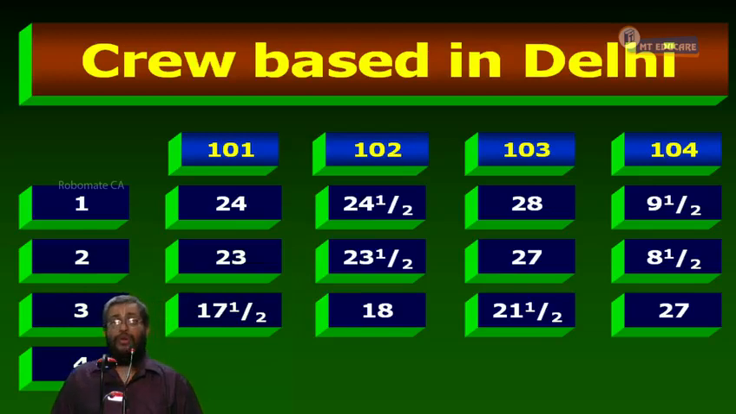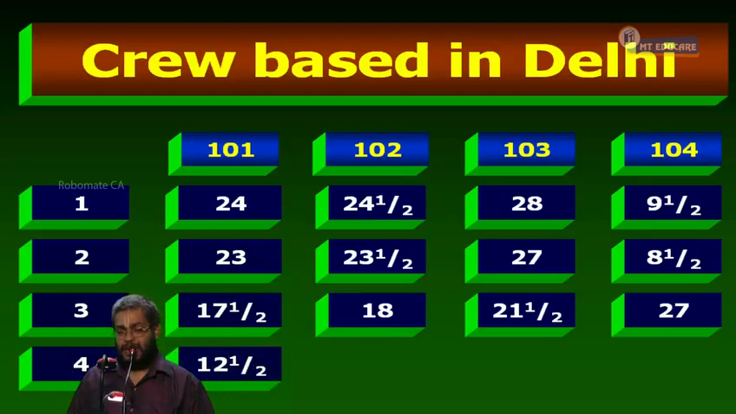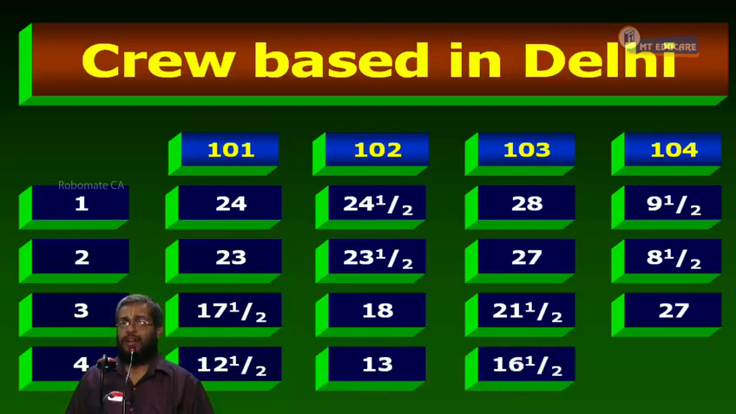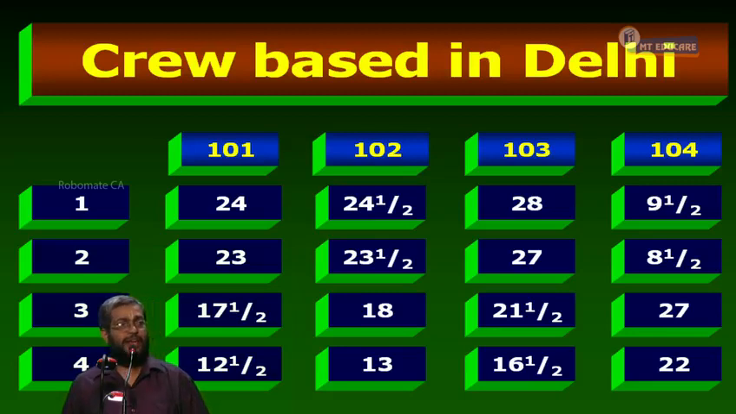Next, flight 4 reaches Jaipur at 19:30, means evening 7:30. 19:30 to tomorrow morning 8 o'clock, the gap is 12 and a half hours. 19:30 to morning 8:30 is going to be 13 hours. 19:30 to tomorrow 12 o'clock will be 16 and a half hours. 19:30 to tomorrow 17:30 will be 22 hours. This is our layover time when the crew is based in Delhi.